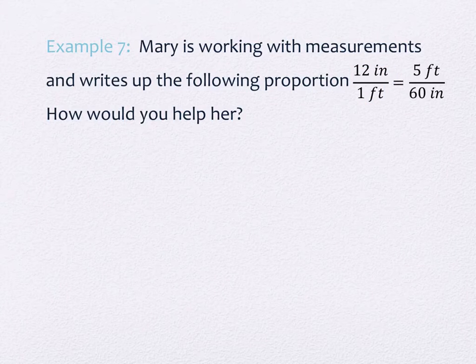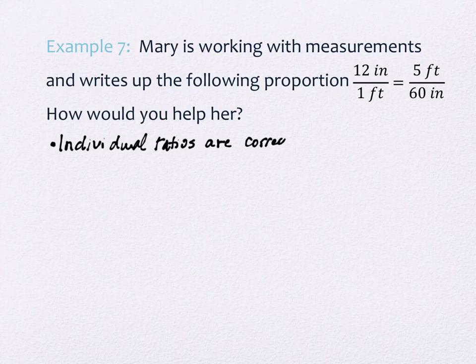Yeah, so each individual ratio is correct, right? The ratio on the left is correct. 12 inches is in fact 1 foot, and 5 feet is in fact 60 inches. So her individual ratios are right. Good job on the individual ratios. The problem is that her units are not in the same location when she compares the two ratios. So her comparison of the ratios are reversed.